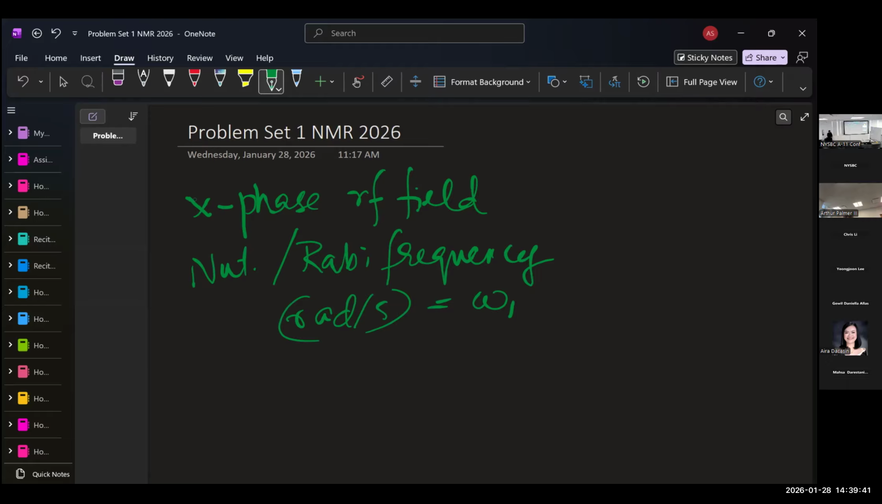My first question I'm going to throw at you is, what's the equation that will give me the duration of the 90-degree pulse corresponding to this nutation frequency?